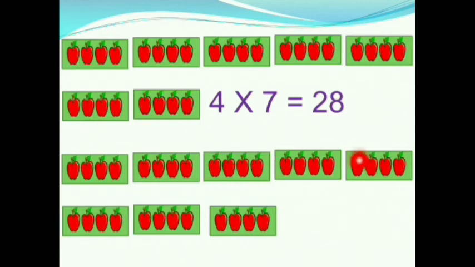See here. How many boxes are there? 1, 2, 3, 4, 5, 6, 7, 8. 8 boxes are there. In each box 4 apples are there. 4 is repeated 8 times. So we will write 4 into 8. 4 8s are 32.